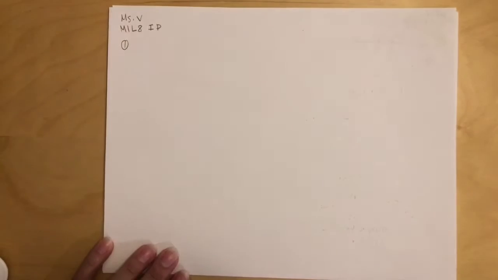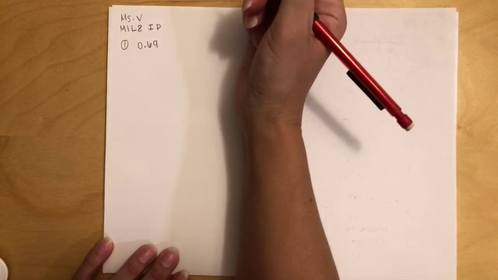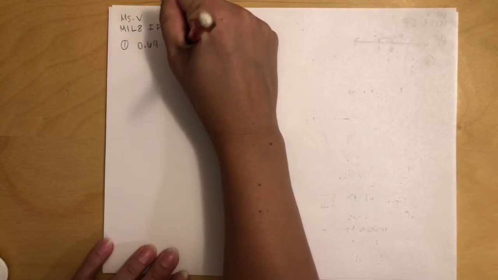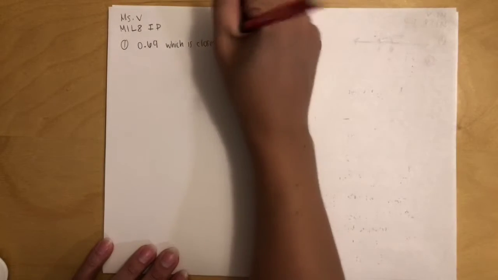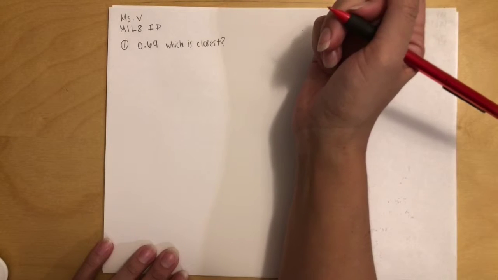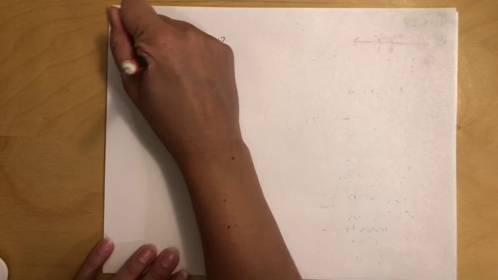Number 1. Of the following, which is the closest in value to 0.69? So we have a target, 0.69, and we want to know which is closest. Well, we are going to have to do some long division. A is 2/3.